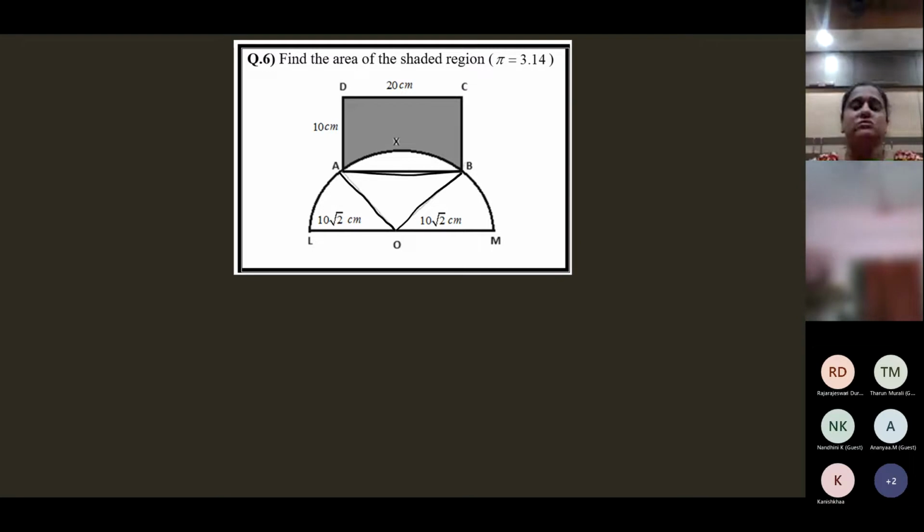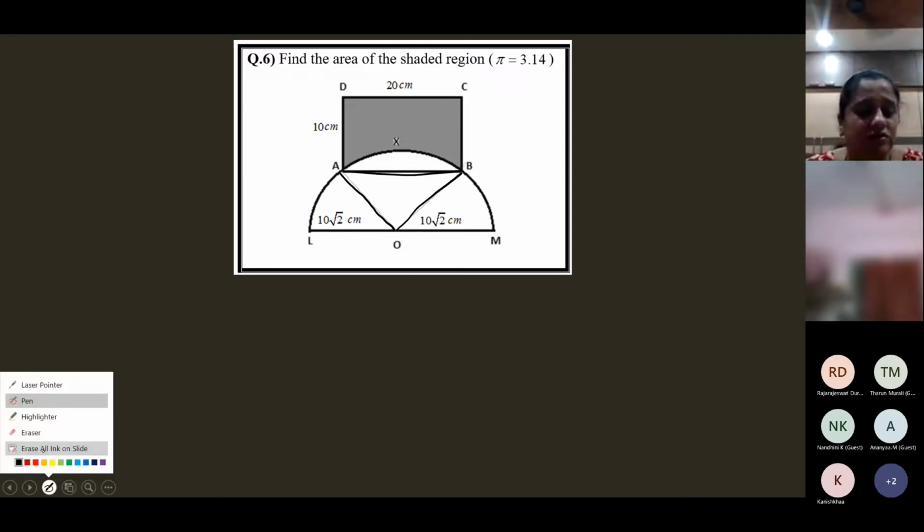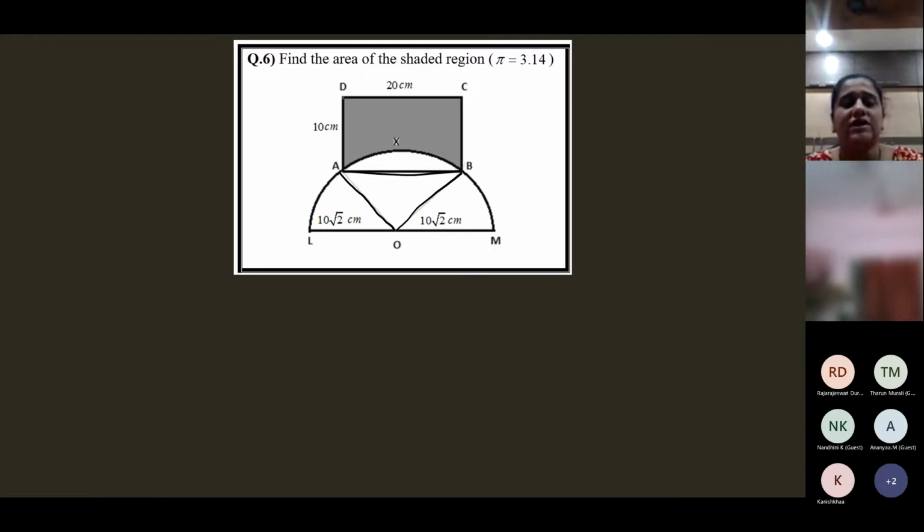Okay, so to find the area of the shaded region, it is the area of the rectangle, which is 200 centimeters square, L into B, minus the area of the segment here.